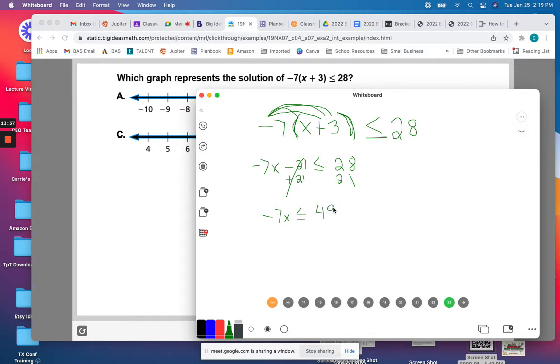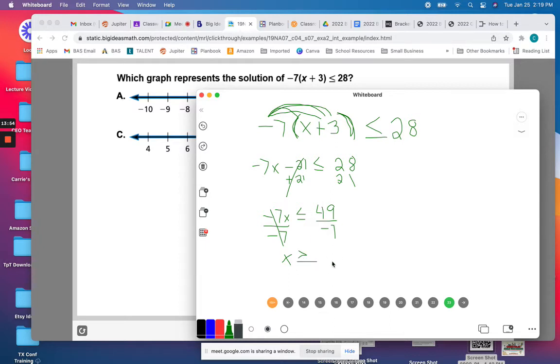49. Very good. Okay, and then how do I get rid of this negative 7? Divide. Very good. That cancels, I'm left with x. Do I flip the sign? Yes, because I divided by a negative number.